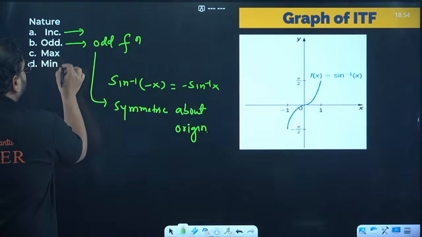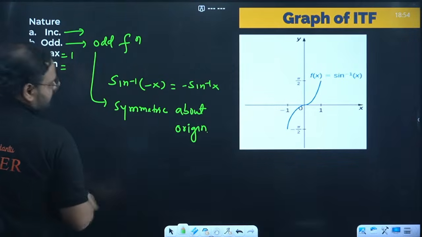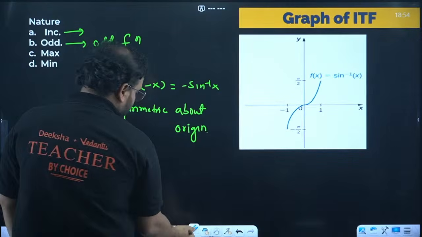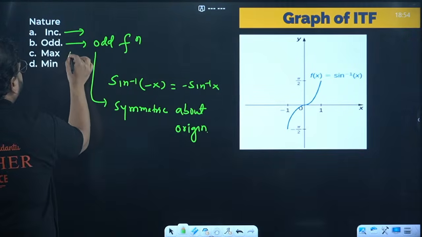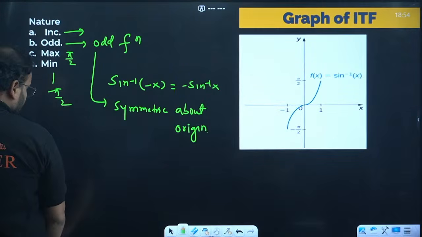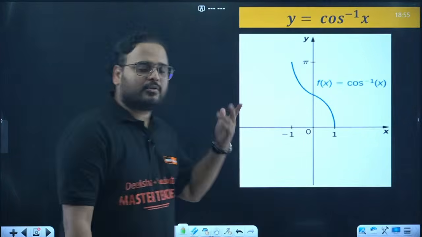What is the maximum value? The maximum value of sine inverse will be pi by 2, and the minimum value will be minus pi by 2. So clear? Okay, that's the sine inverse part. Let's move on to cos inverse. How do you get the cos inverse graph?